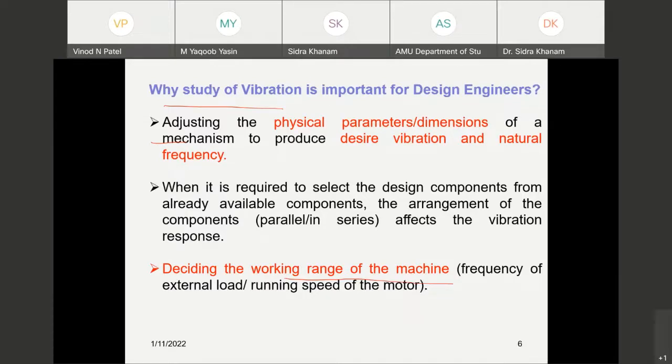And when we want to design components in such a way that certain components are available with us and we have to arrange them, the arrangement, either in parallel or series, can affect the vibration response. So by understanding the vibration or dynamic analysis, all these things are possible. It will be helpful in designing a new machine or analyzing an older machine, and we can find out errors in it also.